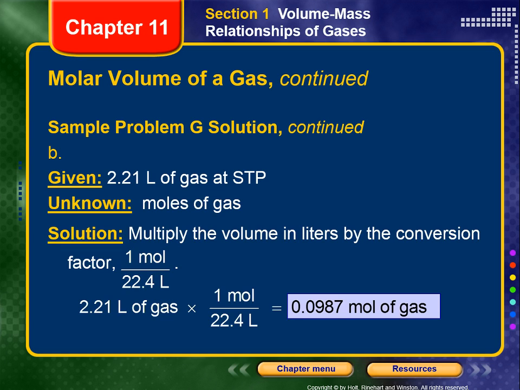Now we can go the other direction as well. We can be given a volume. We can be given liters. As long as it's at STP, we can use this conversion factor. 2.21 liters of gas at STP, we want to convert out of volume and into moles. So again, we'll use the same conversion factor, just invert it so that the liters will cancel and mole will be the only unit left. And so once we divide these two values out, like this math indicates, we come up with 0.0987 moles of gas.